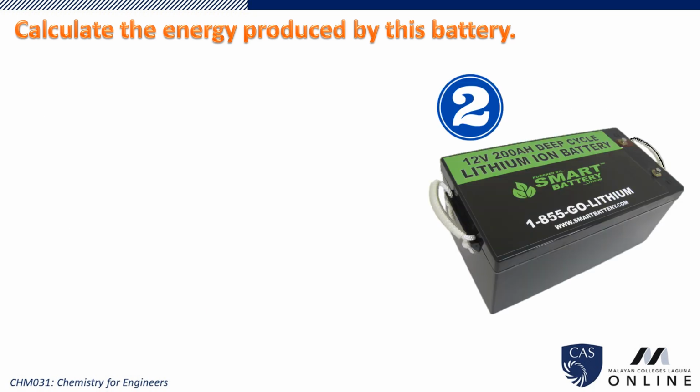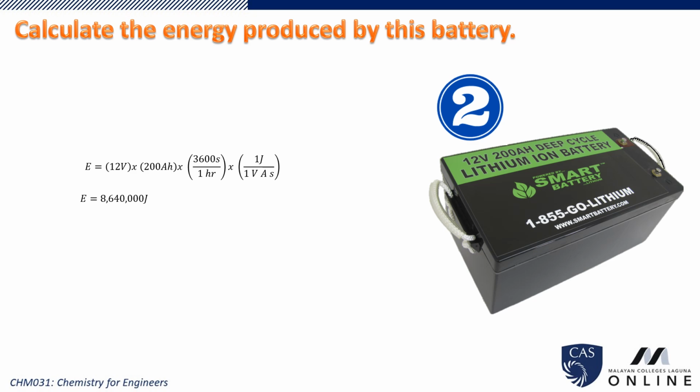Now let's consider the battery here. We are given 12 volts and 200 ampere hours. Since the unit is already in amperes, we only have to convert the hours into seconds. And multiplying all the values here gives us an energy of 8,640,000 joules.